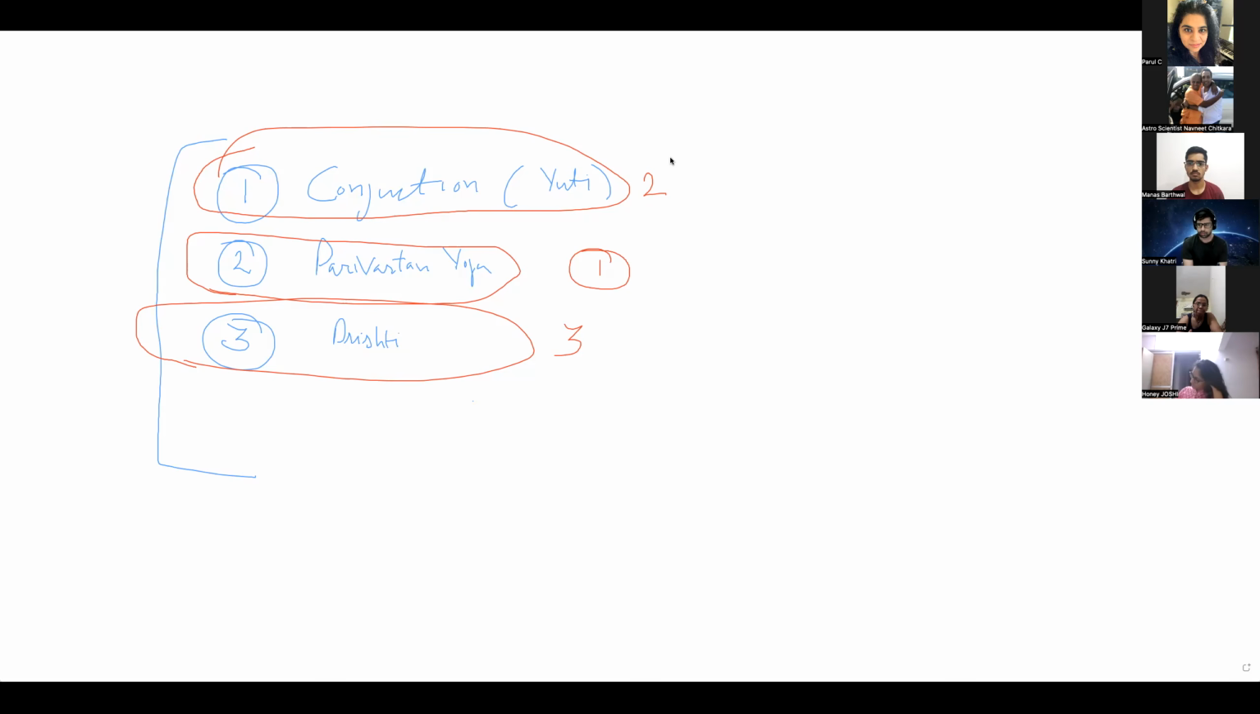And the third combination that you see is Drishti. And Drishti yoga only bears fruit if there is a desire. If there is a desire. If there is no desire, it is not going to manifest.